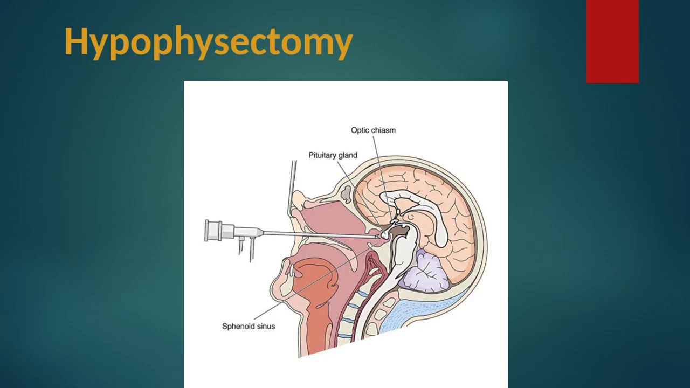The most common surgical approach shown here is the transsphenoidal route. In this method, the surgeon inserts an endoscope or special surgical instruments through the nasal cavity and sphenoid sinus to reach the pituitary gland. This technique avoids cutting through the skull and brain tissue, which makes recovery faster and reduces complications such as infection or brain injury.